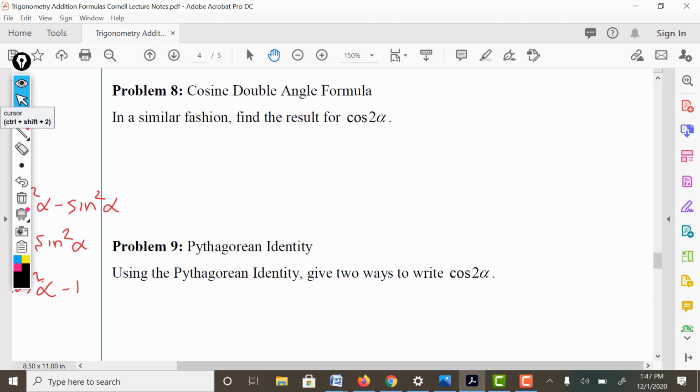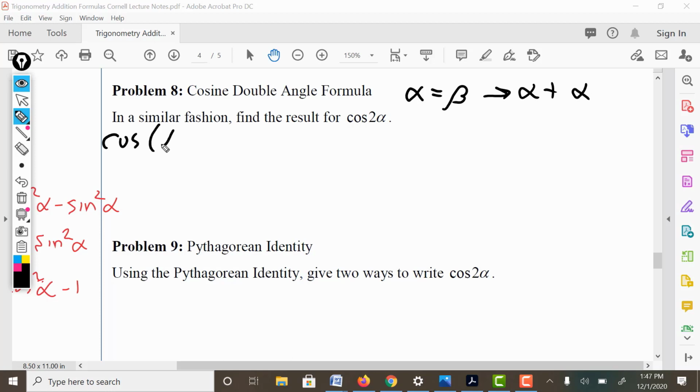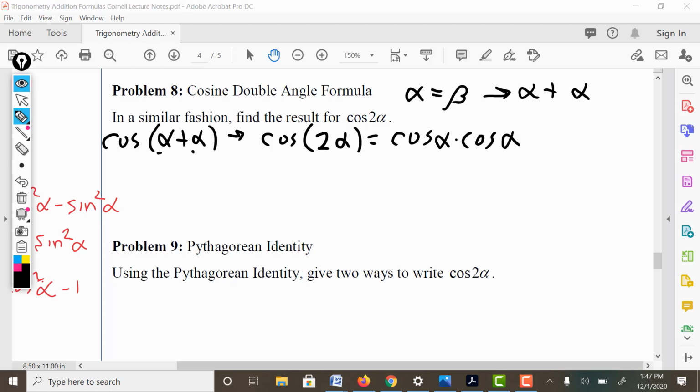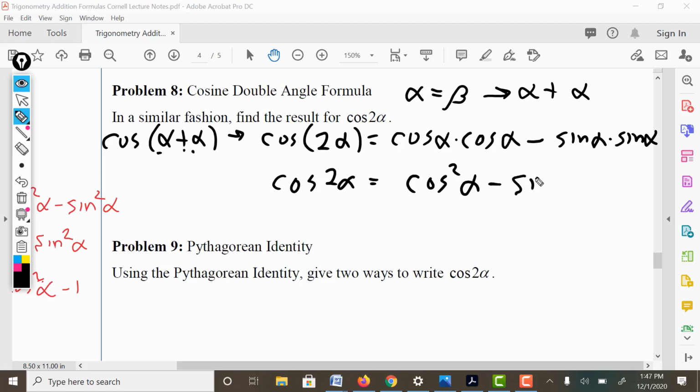We do the same thing to find cosine of 2 alpha. Cosine of 2 alpha would be the same if I let alpha equal beta. So in other words, it's going to be cosine of alpha plus alpha. I'm just replacing the beta with an alpha. Remember that if it's addition for cosine, it's a minus. Remember, all the betas have been changed to alphas. So I get cosine 2 alpha. The double angle of a cosine is going to be cosine squared alpha minus sine squared alpha.